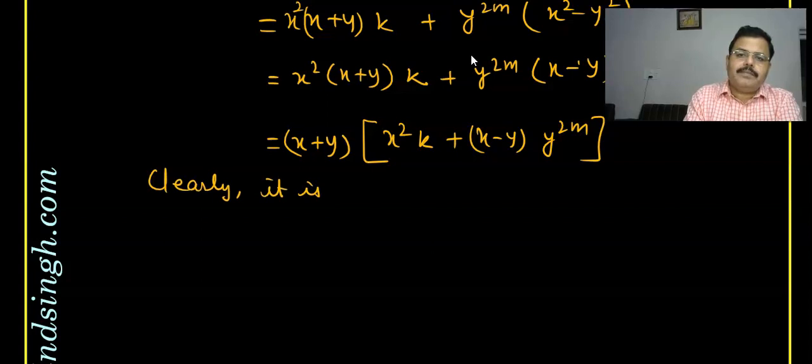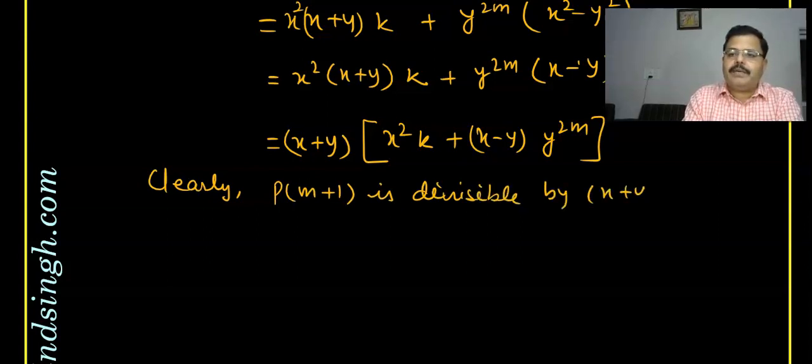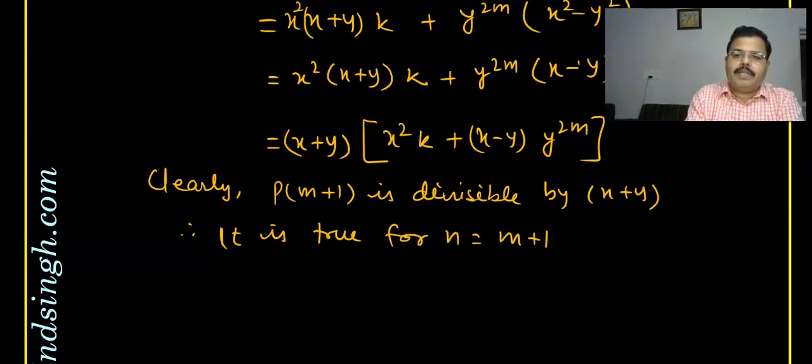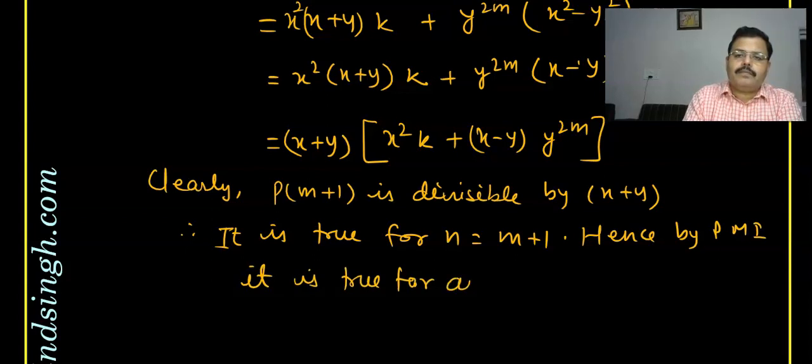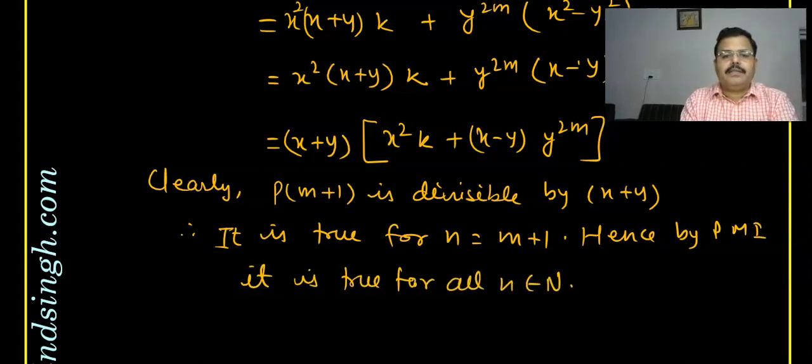Clearly it is divisible by P(m plus 1). It means P(m plus 1) is divisible by x plus y, isn't it? And therefore it is true for n is equal to m plus 1. Hence, by the principle of mathematical induction, it is true for all n belonging to N, right? I hope you got it.